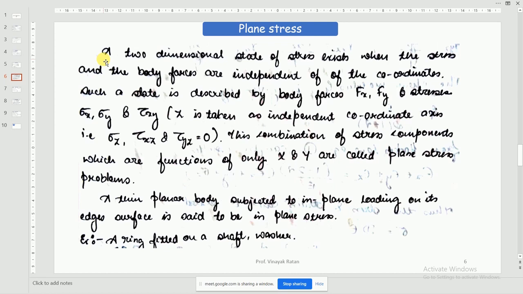A definition is also given here: a thin planar body subjected to only in-plane loading on its edge surface, for example a plate with a hole. The loading is only in plane, not in the normal direction. Such problems are called plane stress problems. What are the examples of plane stress problems where you can apply this condition? I've told you already: a plate with a hole, a rectangular plate with a hole. There you can apply this plane stress condition.